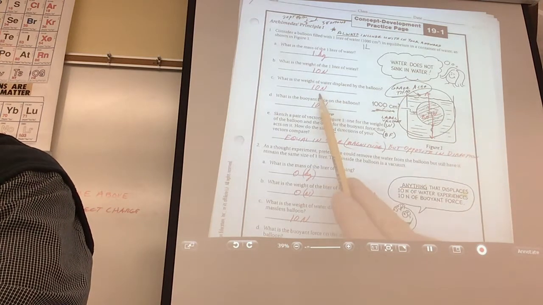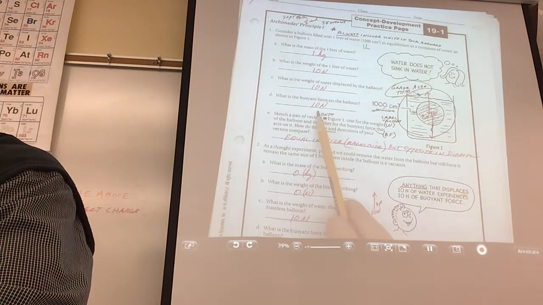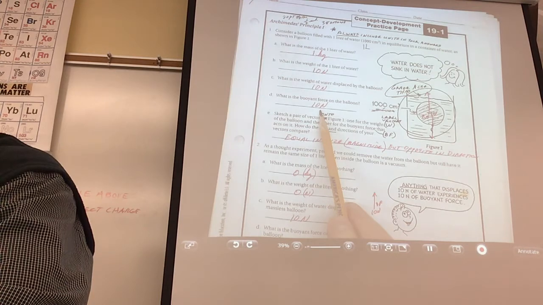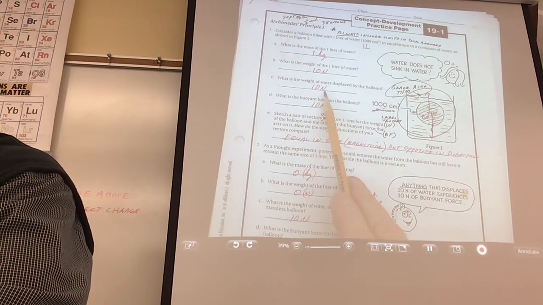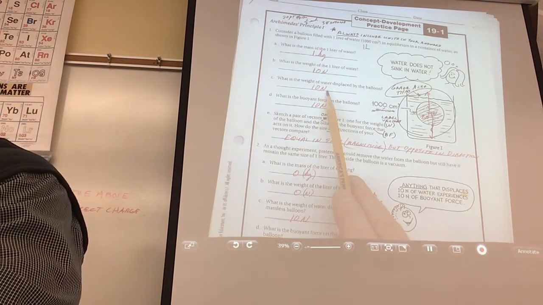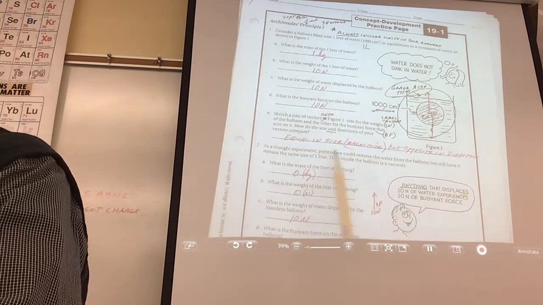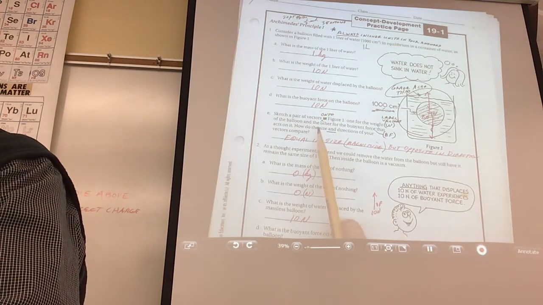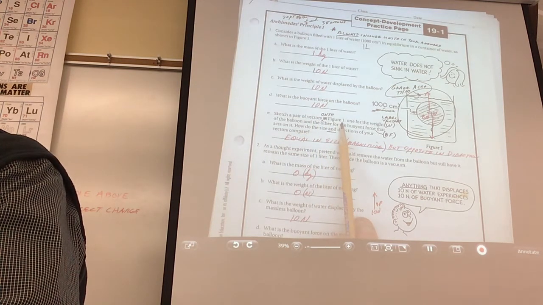How much does it weigh? 10 newtons. What is the buoyant force on the balloon? Archimedes said the buoyant force equals the weight of the water displaced. Is that right? Yes. Okay, now it says here, sketch a pair of vectors onto figure 1.